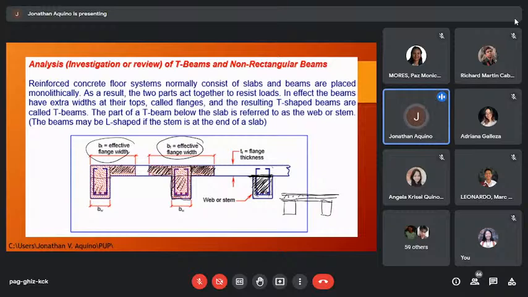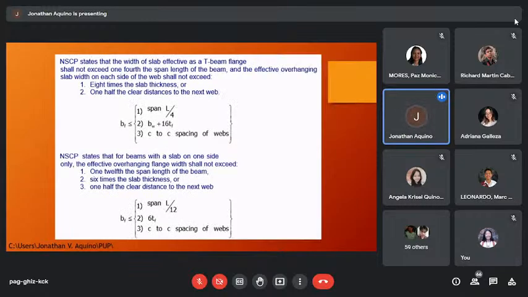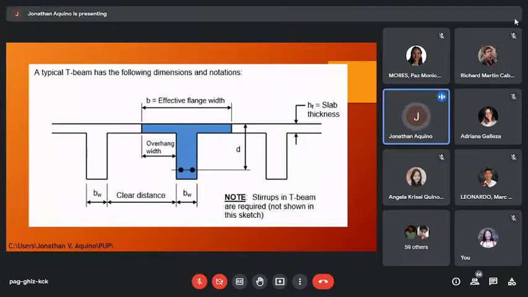Okay. So as per code recommendation, the effective flange width, for T-beam, the effective flange width is minimum between these three formulas. So number 1, span L/4. So yung span natin, yun yung total span nung beam natin.